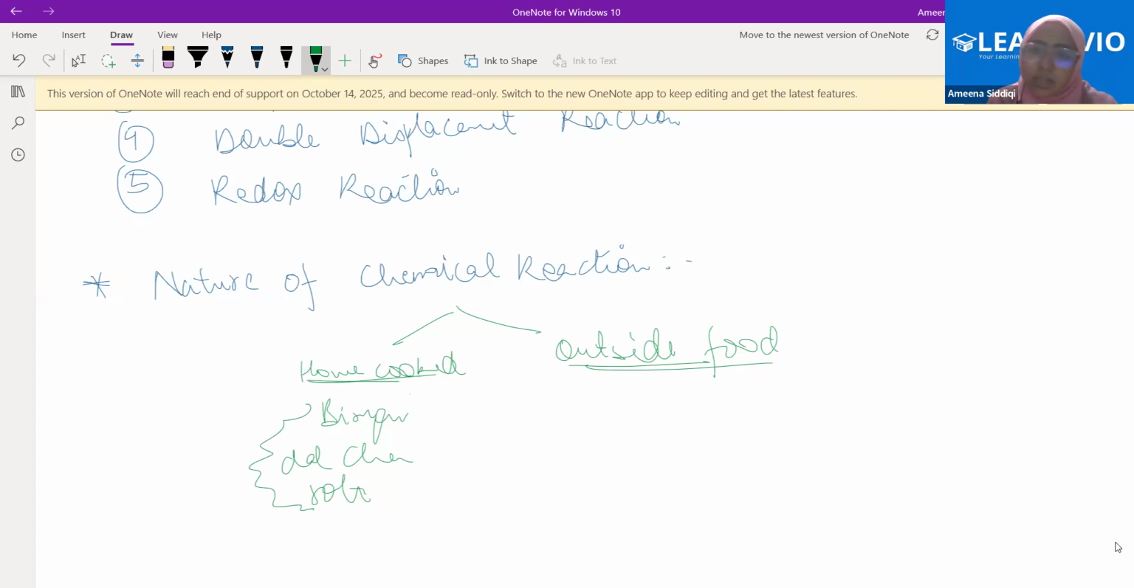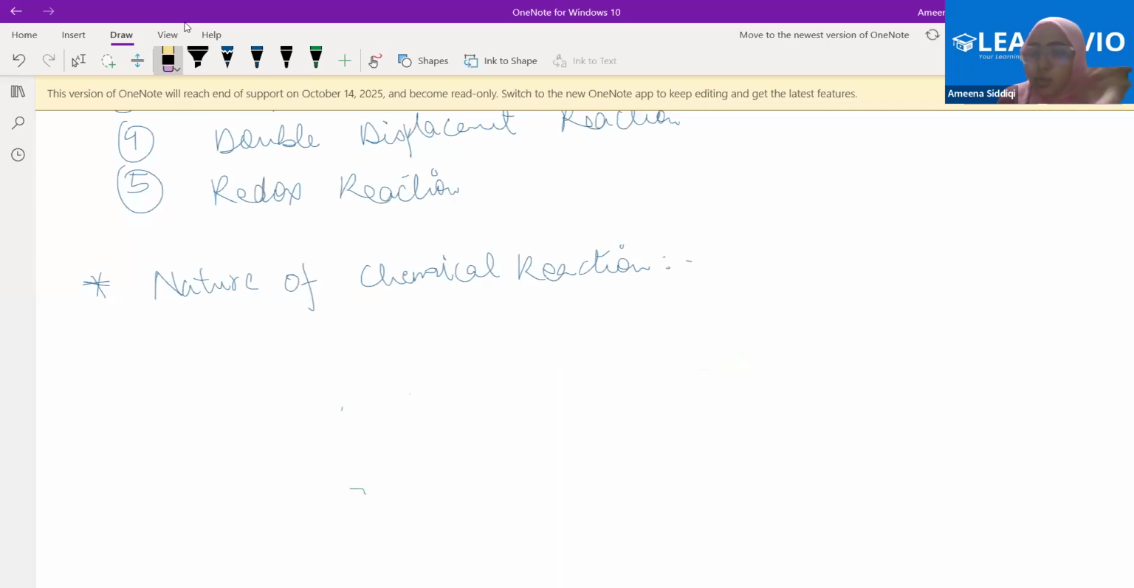I am not able to understand. So nature means something very specific, and types of different food or types of different reactions will be different. So this is the simple explanation here. I hope that is clear with you. So we are going to understand there are two different natures of chemical reactions.